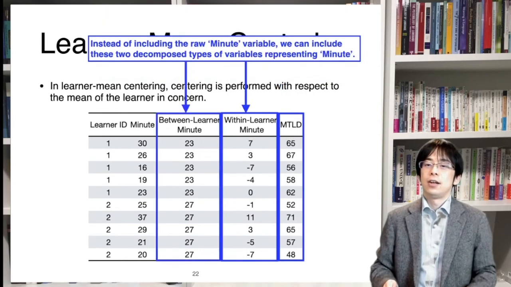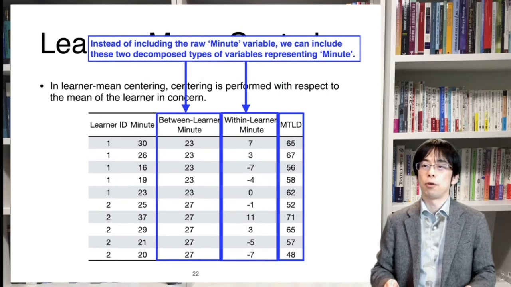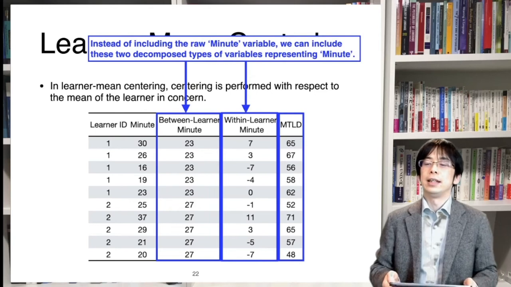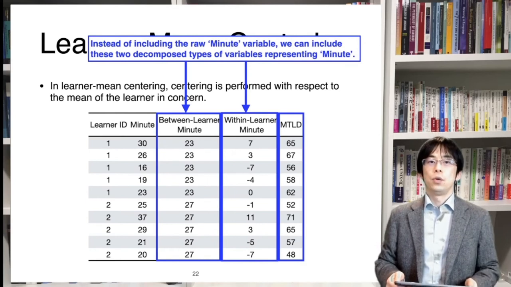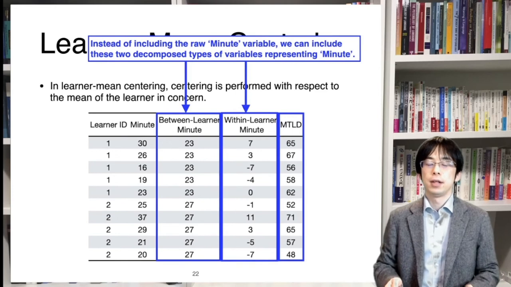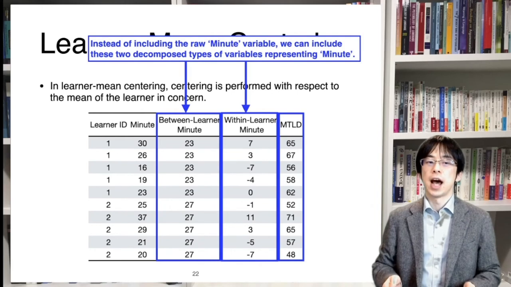And instead of including the raw minute variable, which is the second column in this table, we can include these two decomposed types of variables representing minute. And by that, we can separately analyze the relationship between minute and MTLD at the between learner level, which is represented by the between learner minute variable, and the within learner level, represented by the within learner minute variable.